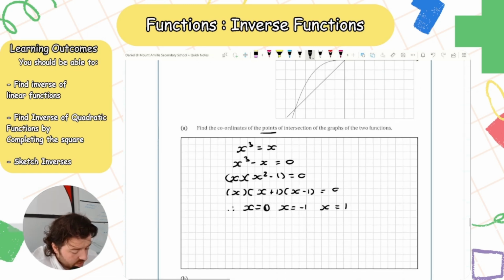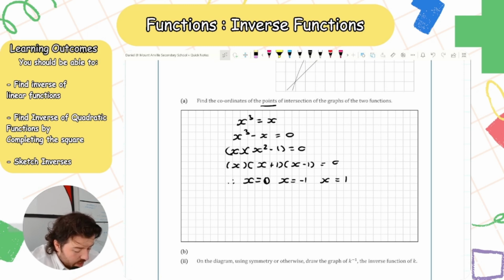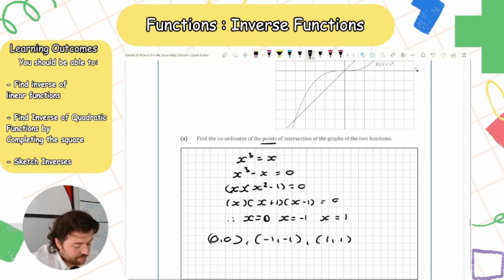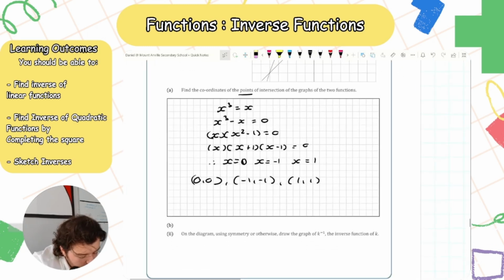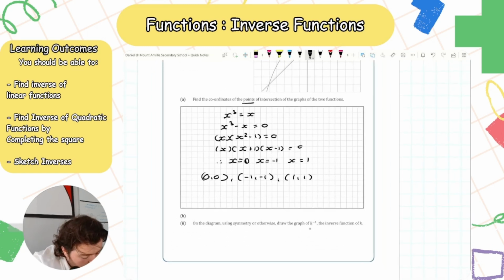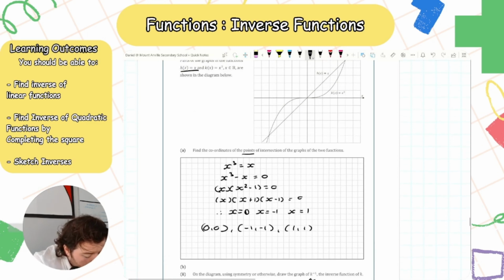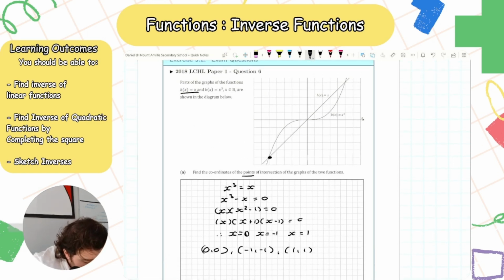So it's asking for the points of intersection. If my function is just x, these are (0, 0), (minus 1, minus 1) and (1, 1). Now, on the diagram, using symmetry or otherwise, draw the inverse of k. So I have key points here: this is (minus 1, minus 1), this is (0, 0), and this is (1, 1).